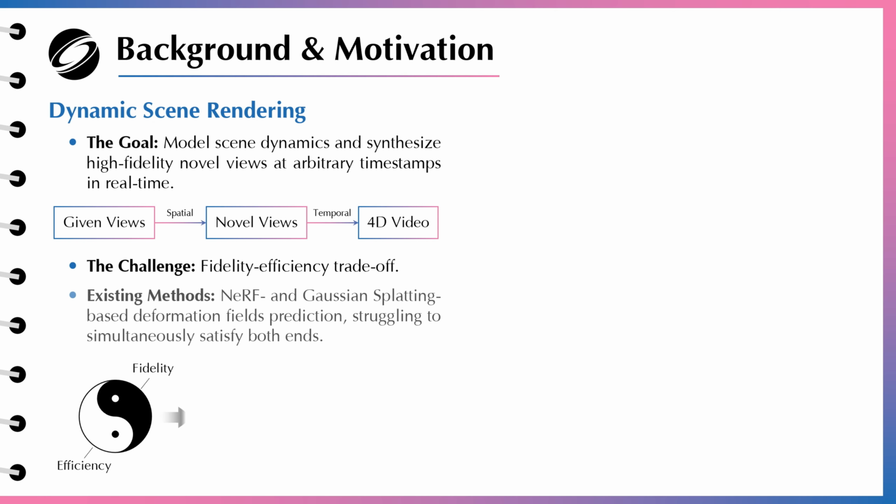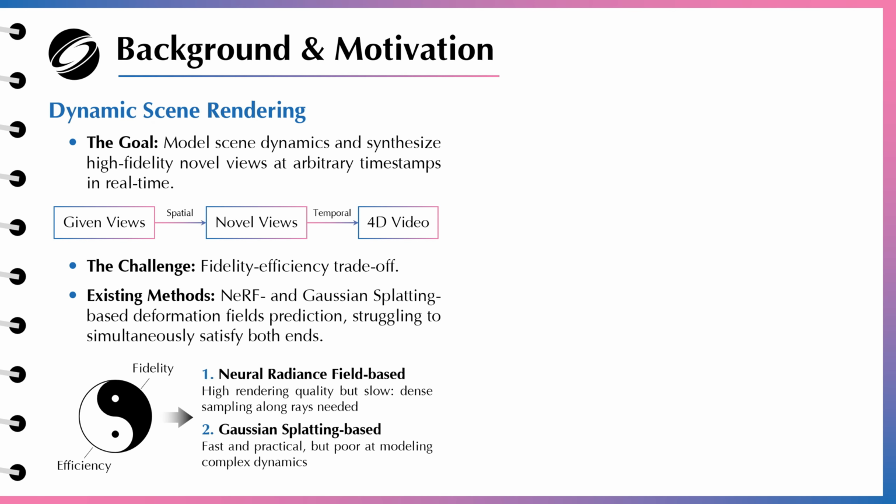Recent advancements in dynamic scene rendering have been achieved mainly through methods based on neural radiance field and Gaussian splatting. However, they either suffer from slow rendering speed due to the requirements for dense sampling along rays during rendering, or struggle to model temporally complex dynamics and properly differentiate spatial and temporal deformations. Therefore, they fail to achieve a good balance between fidelity and efficiency.